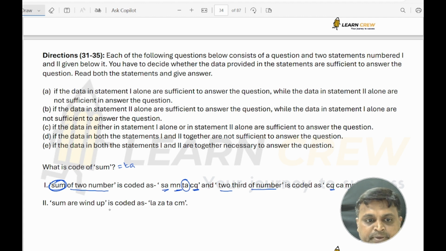Sum or wind up is called as this one. So with the help of only 2 you cannot answer what is sum. You cannot say what is sum. So only 1 is sufficient. Option A. Next.